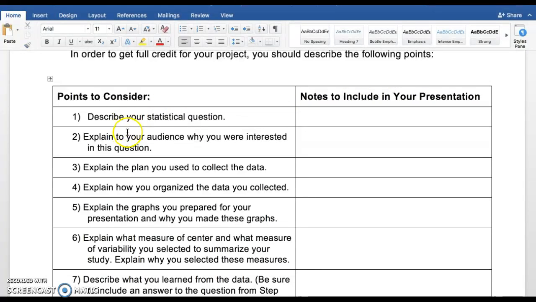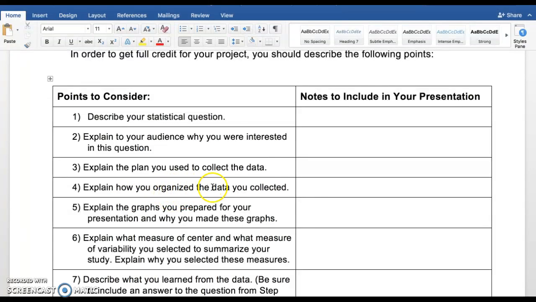The first is you have to describe your statistical question. What kind of question you're going to come up with, and then you write here the question itself. And number 2, explain to your audience why you are interested in this question. Why did you choose this question? And step 3, explain the plan you use to collect the data. As you know, you have to collect the data, so you have to have a plan to collect that data.